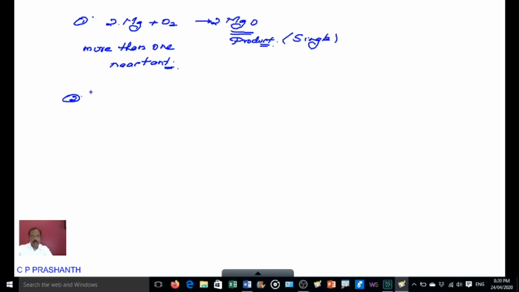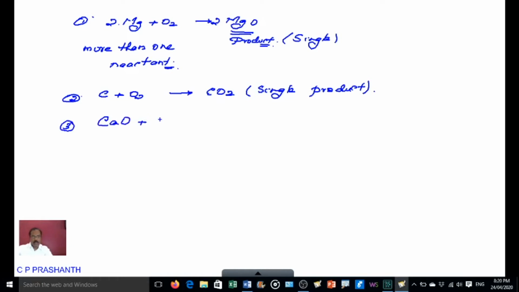See the next example. Suppose we burn carbon in oxygen exactly the same way magnesium is burned. Carbon dioxide will be the product. Here again you can see there is a single product formed from two different reactants. The reactants are carbon and oxygen. The reaction is already balanced, as you can see.